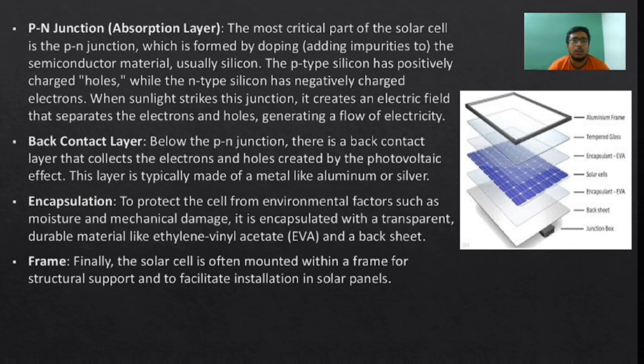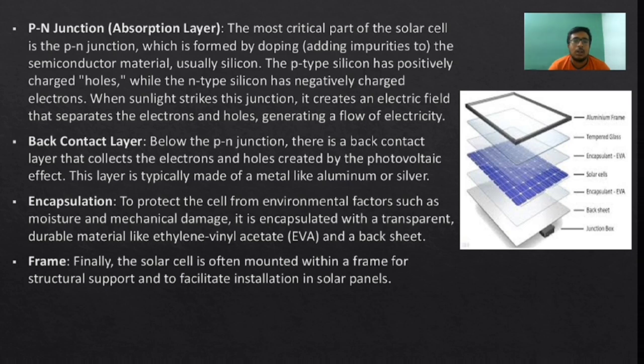PN junction. It is the absorption layer of the solar cell. The most critical part of the solar cell is the PN junction, which is formed by doping the semiconductor materials, usually silicon. The P-type silicon has positively charged holes, while the N-type silicon has negatively charged electrons. When sunlight strikes these junctions, it creates an electric field that separates the electrons and holes, generating a flow of electricity, like what we saw at the start of the video. On top of the PN junction, we put a back contact layer.